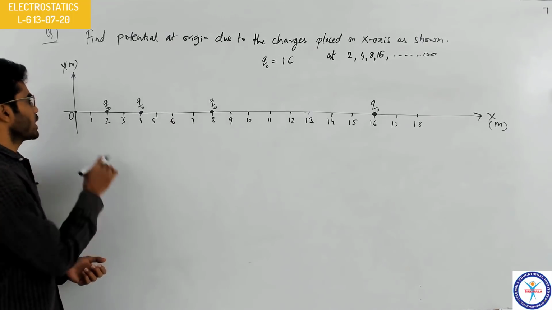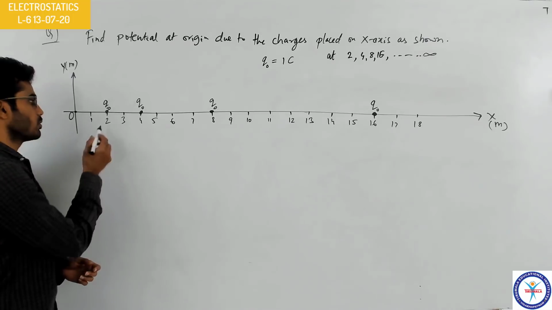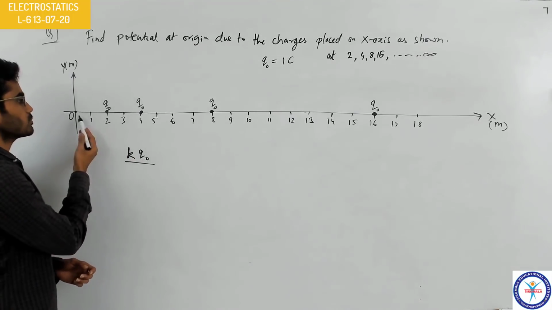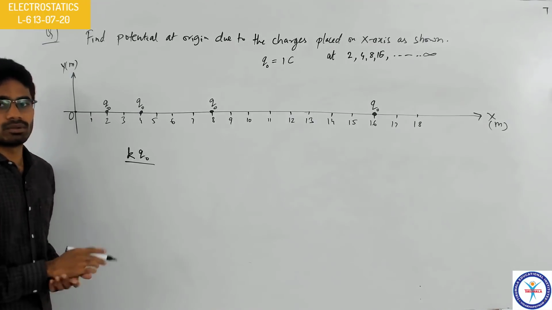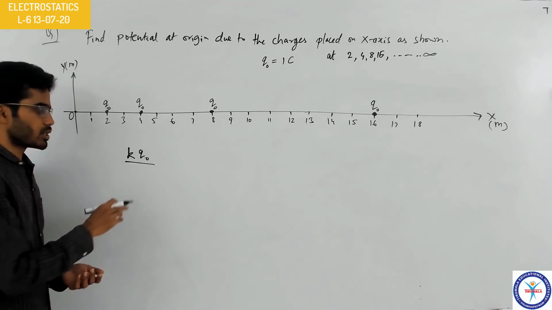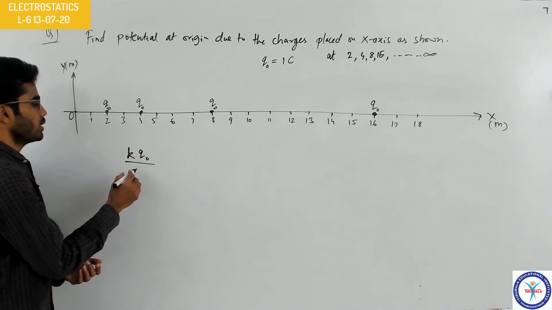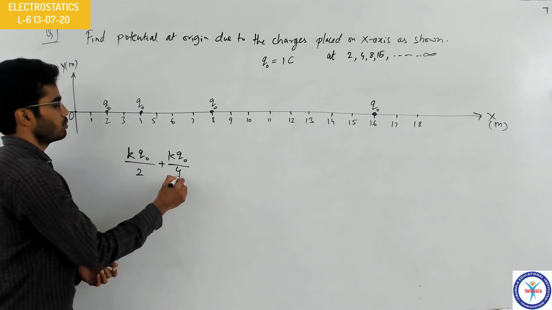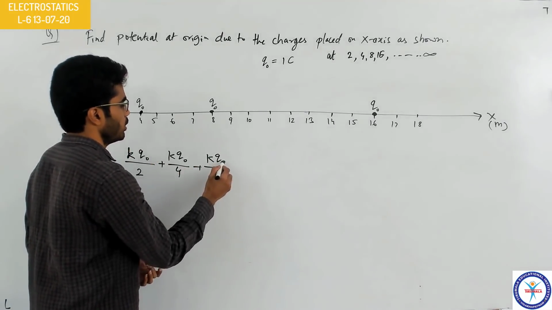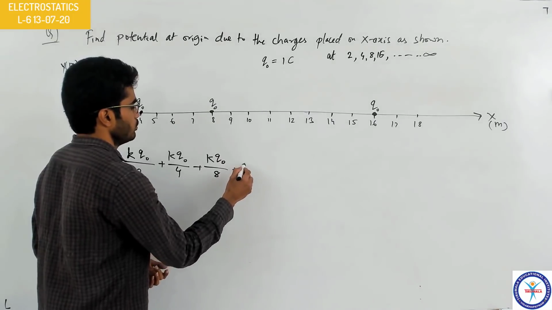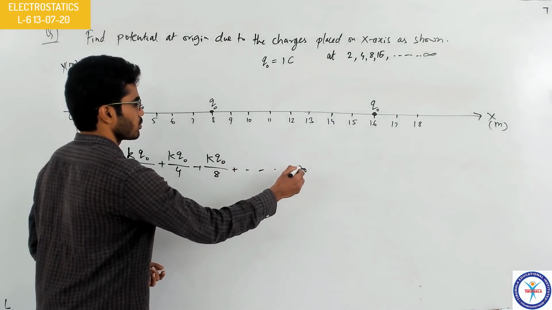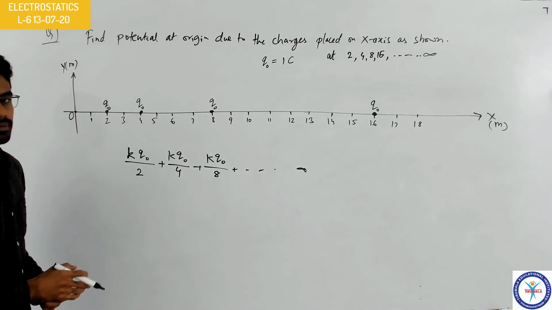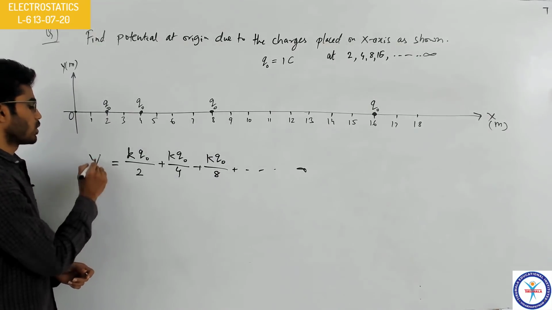And so on. Now you want to calculate the potential at the origin. Due to one charge, it will be kq naught by the distance, just the distance. You don't have to add direction to it. So kq naught by 2 plus kq naught by 4, plus kq naught by 8, and so on, up to infinity. Charges are placed up to infinity in such a progression. Now this is the total potential.